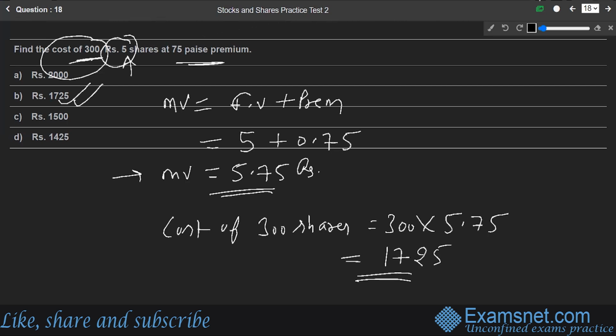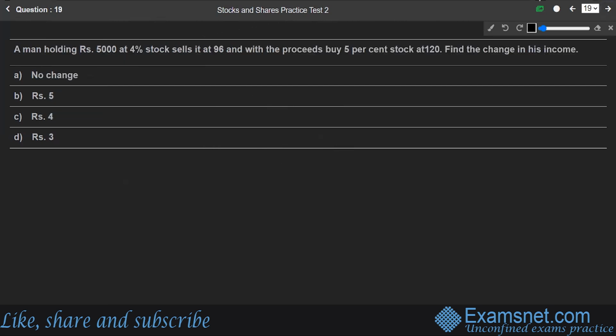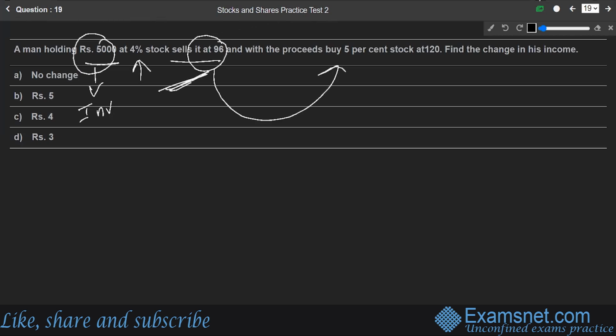Now, a man holding rupees 5,000 at 4% stock. So clearly the investment amount is 5,000 rupees, 4% stock. So the dividend value will be 4% as clearly mentioned. He sells it at 96 rupees. He's selling it at 96 rupees. So obviously 96 rupees will fetch us 4 rupees, 4% stock. And with the proceeds, whatever he earns after this first scheme, he invests that in the other scheme.